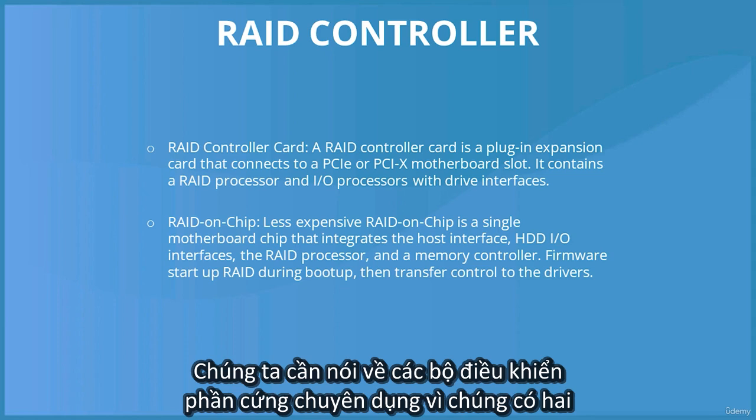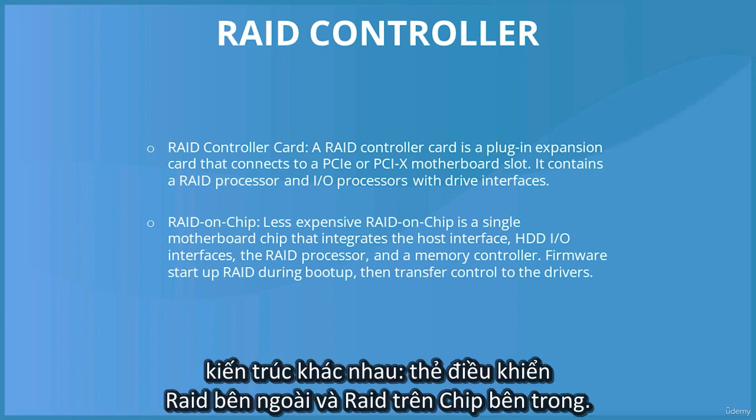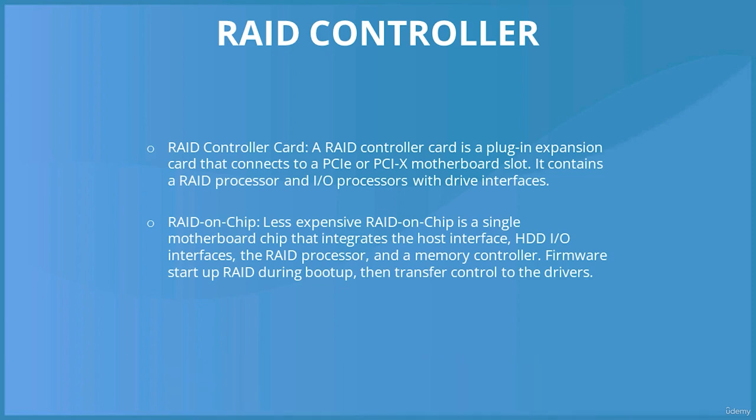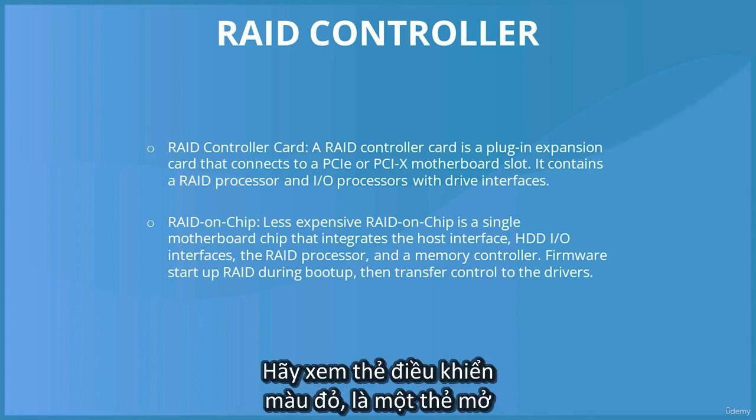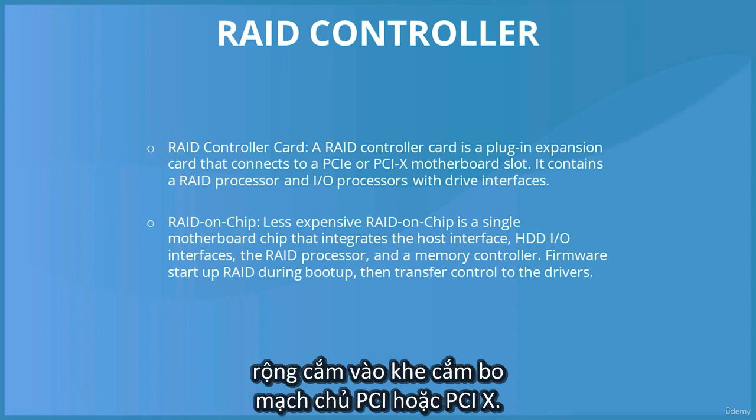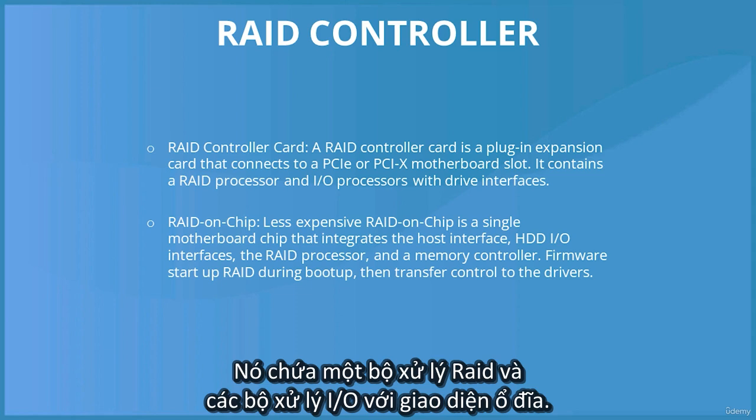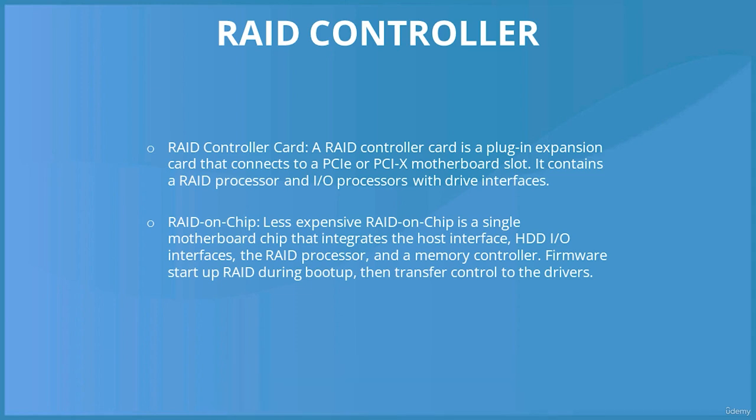We got to talk about the dedicated hardware controllers because they come in two different architectures, an external RAID controller card and an internal RAID on chip. Let's have a look at the RAID controller card, which is a plug-in expansion card that connects to a PCIe or PCIX motherboard slot. Right? It contains a RAID processor and I/O processors with drive interfaces.